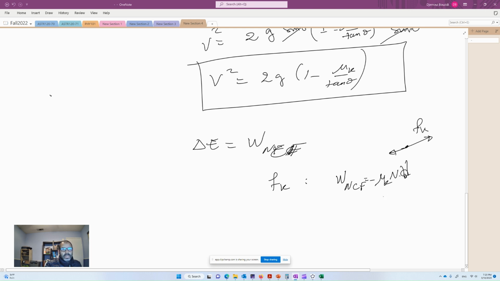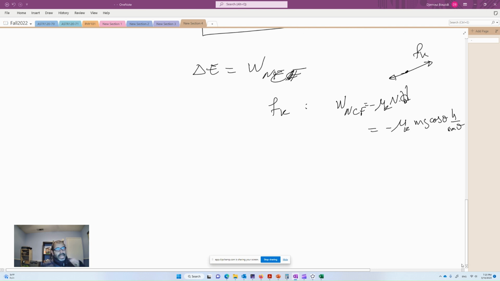Okay, and the displacement d is exactly h over sine theta. We just argued for it. N is just mg cosine theta. Again, you have to solve the kinematics to find this expression over sine theta. So that's basically the work of non-conservative forces.